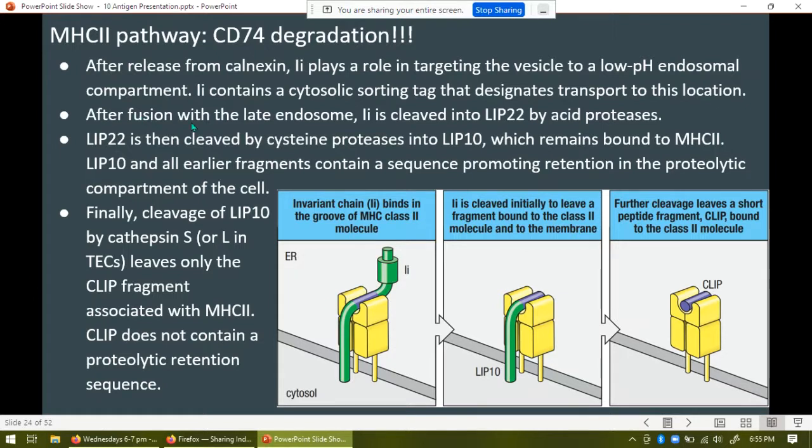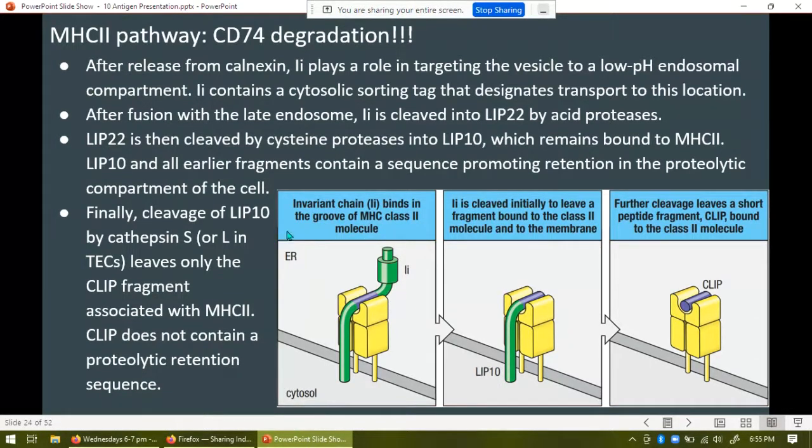Okay. After fusion with the late endosome, CD74 is cleaved into LIP22 by acid proteases. LIP22 is cleaved into LIP10. LIP10 remains bound to MHC2, and it looks like this in that case. I wouldn't worry about LIP22, but LIP10 is an intermediate step that historically students have had to know. Okay, so it's cleaved into LIP10 by cysteine proteases in the endosome, and LIP10 remains bound to MHC2. LIP10 actually still contains the sequence that promotes the retention in the endosome.